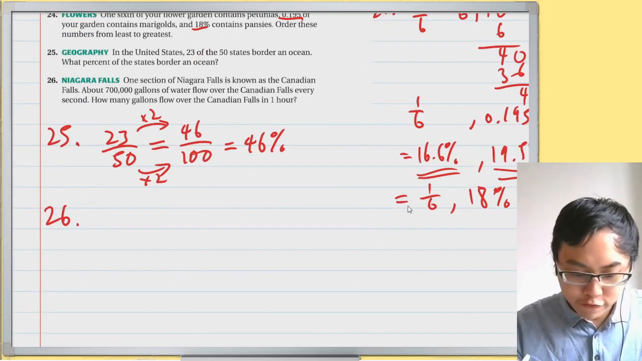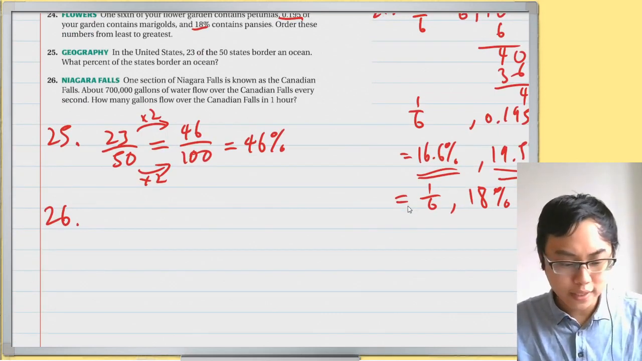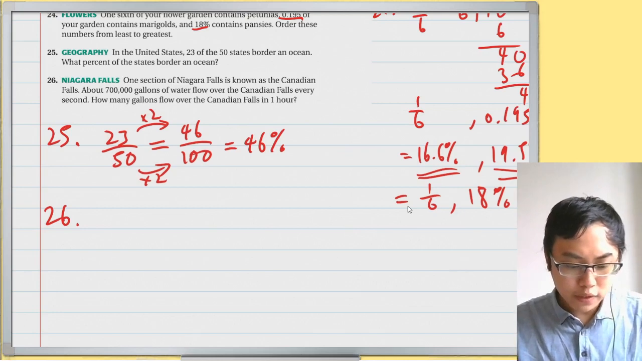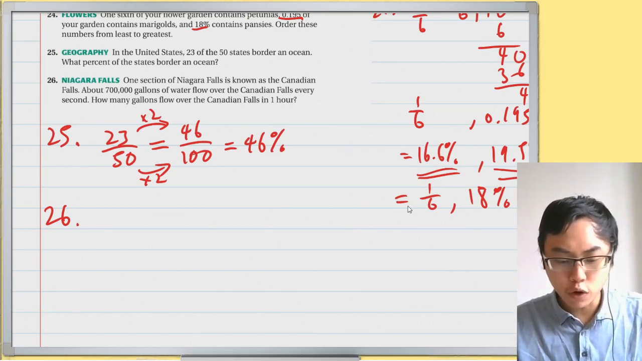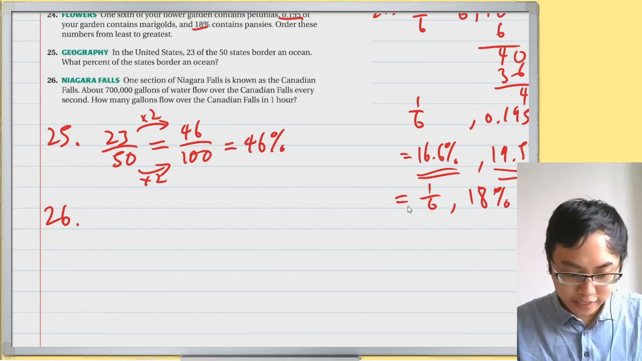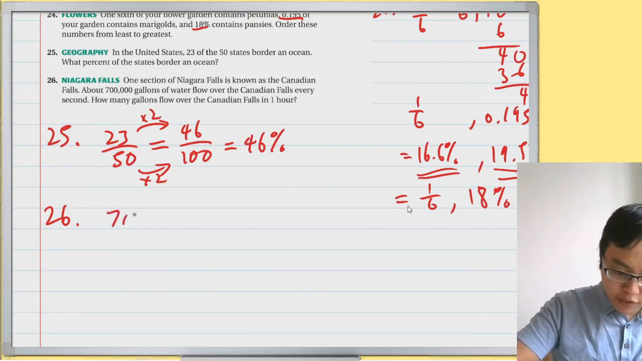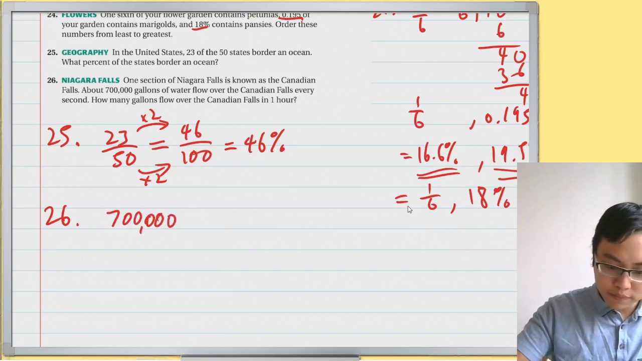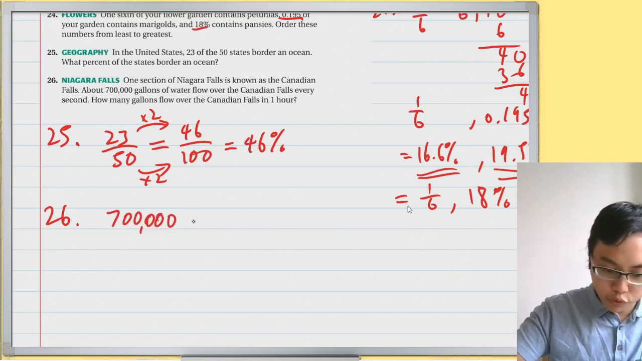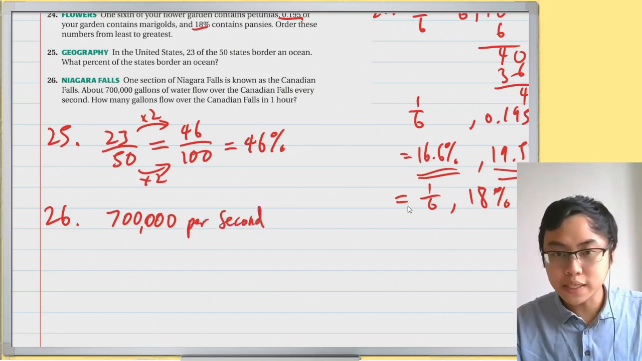Question 26. Last question. One section of Niagara Falls is known as the Canadian Falls. About 700,000 gallons of water flow over the Canadian Falls every second. How many gallons flow over Canadian Falls in 1 hour? So first of all, we have 700,000 per second.